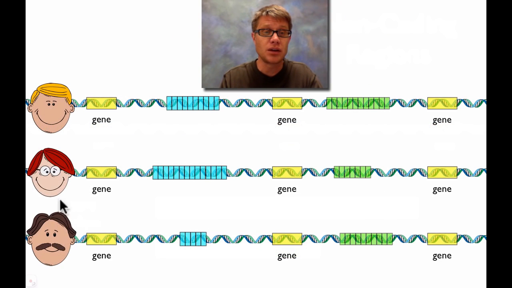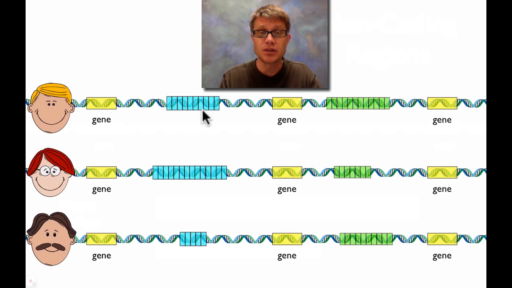Well, if we have these three individuals, we'll call this Mr. Blonde, Mrs. Red, and then Mr. Mustache. And so if we look at these three people, their genes are going to be the same, but these STRs are going to be different. These single or short tandem repeats are going to be different.